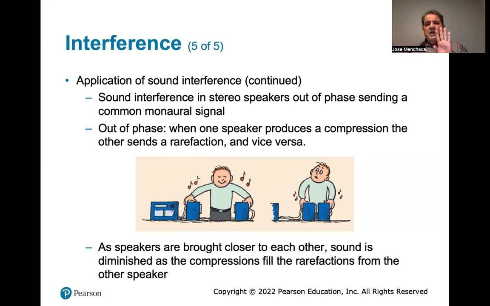When I move one speaker a half wavelength, you'll hear the sound greatly diminished. This is sound interference in stereo speakers out of phase, sending a common binaural signal. If you have a binaural signal, the signal is identical. If you just switch the wires, you have a stereo speaker, but you have a binaural signal, and you're going to get cancellation out of phase. When one speaker produces a compression, the other sends a rarefaction, and vice versa.